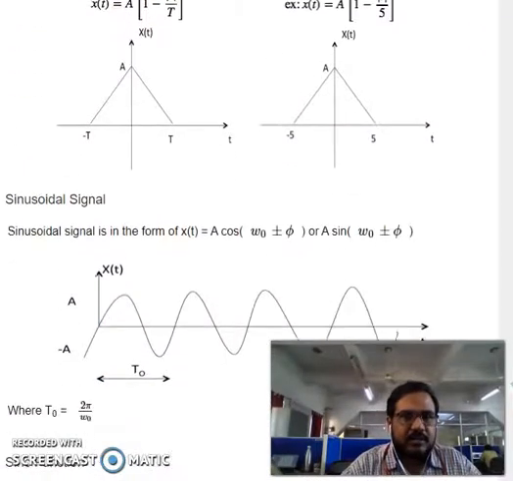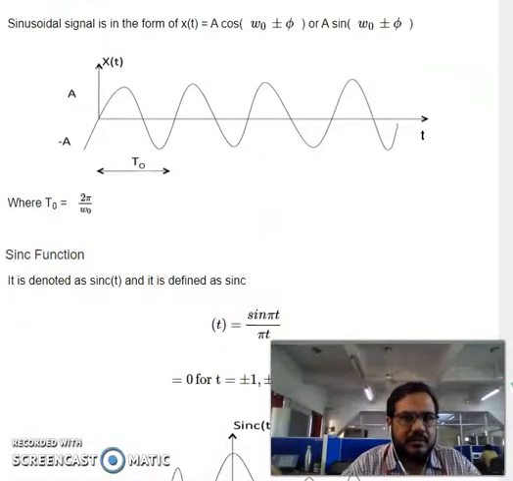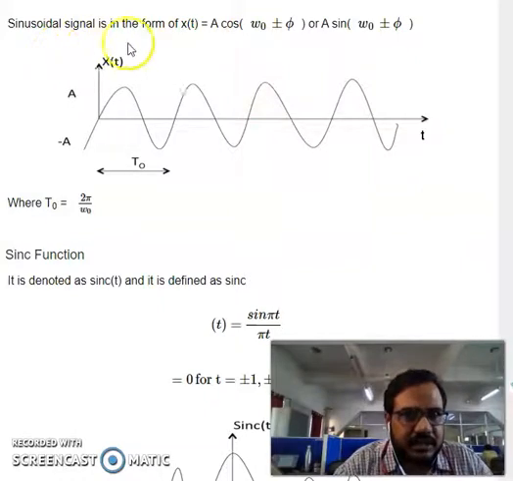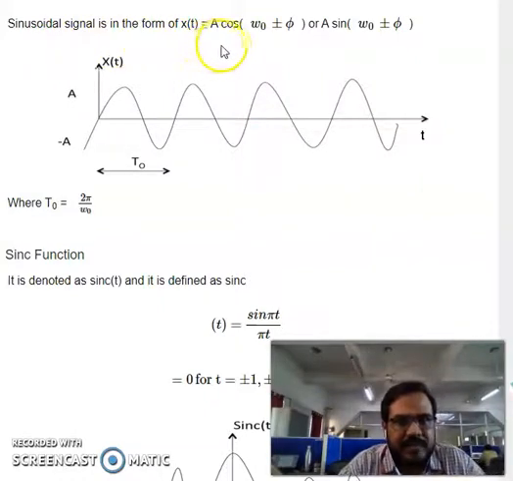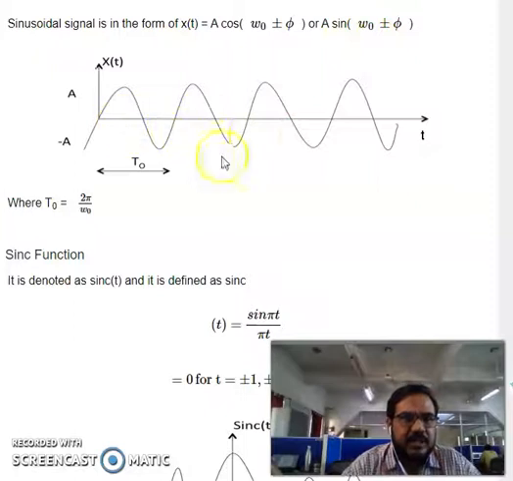Sinusoid signal. What is sinusoid signal? The sinusoidal signal is of the form a sin of omega naught t plus phi, or a cos of omega naught t plus phi. It is a sinusoid. We all know that sinusoidal oscillations are there throughout the time.